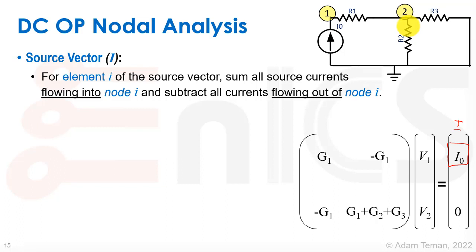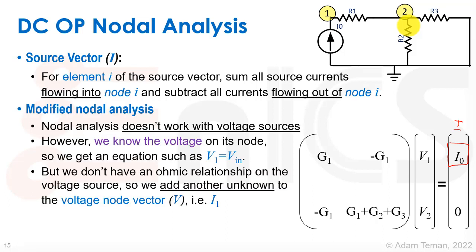Okay. So that is great because we were able to write this linear system very easily and directly, and we can algorithmically program that into a computer. However, that is not sufficient because we didn't talk about voltage sources over here, and that is because nodal analysis does not work with voltage sources. But we know the voltage on the node, so we can get an equation such as V1 equals Vin, right? If we put Vin connected to one of the nodes, we know what the DC-op solution is for that node. It's really easy, actually. But we don't have an ohmic relation on the voltage source, so we need to add another unknown to the voltage node vector, which is I1, and let's see this by example.